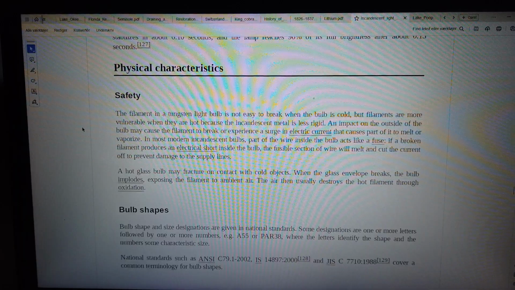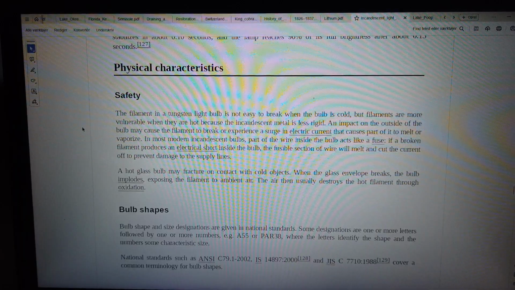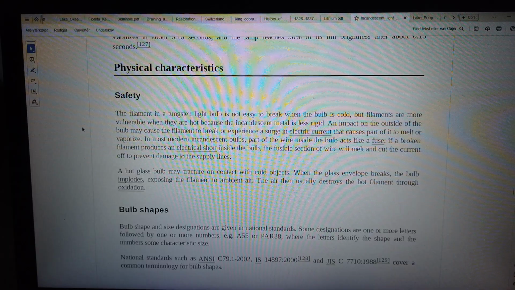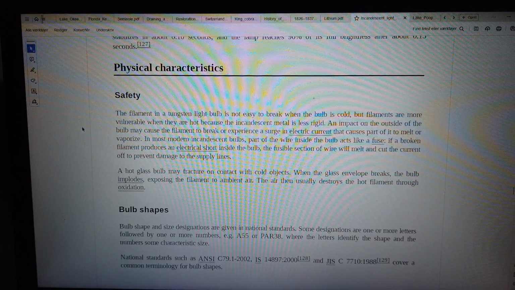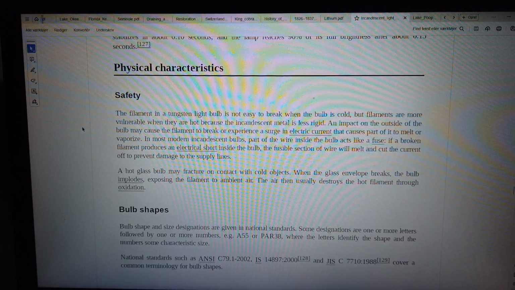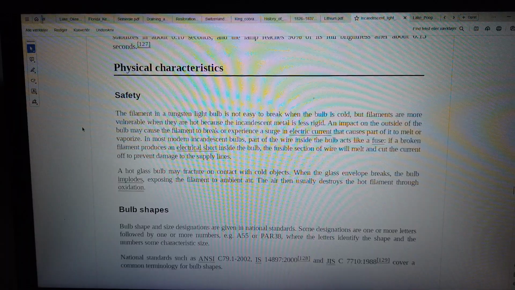A hot glass bulb may fracture on contact with cold objects. When the glass envelope breaks, the bulb implodes, exposing the filament to ambient air. The air then usually destroys the hot filament through oxidation.